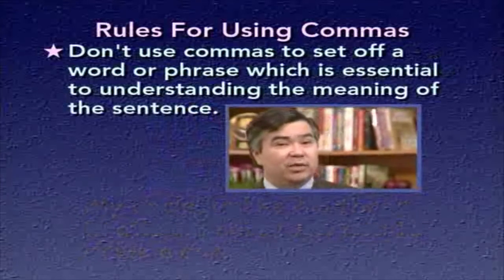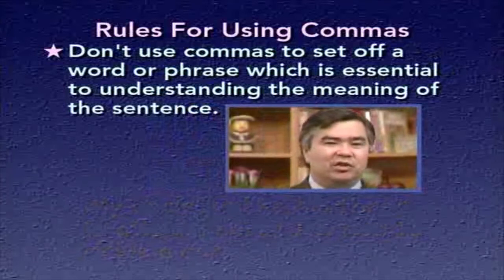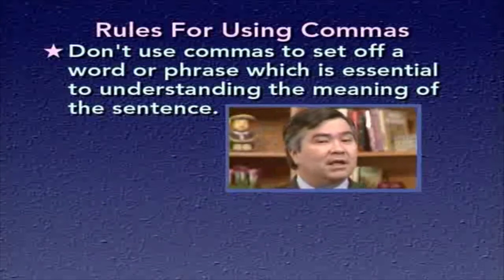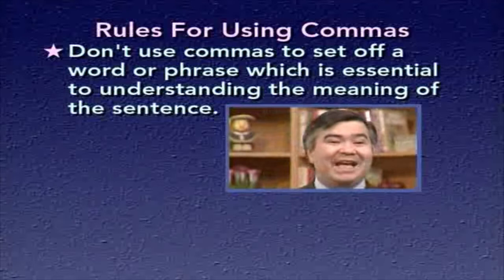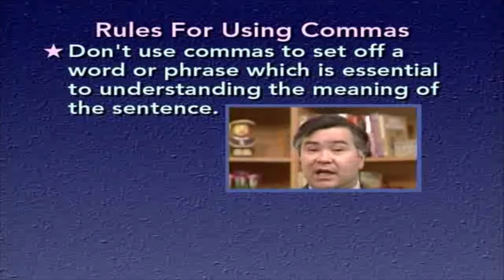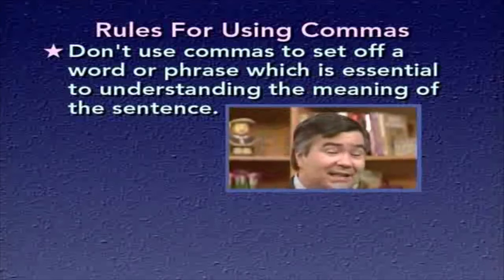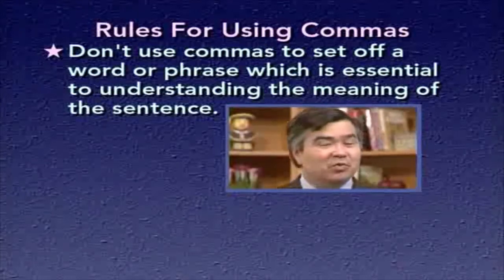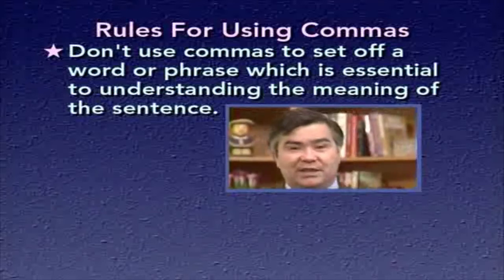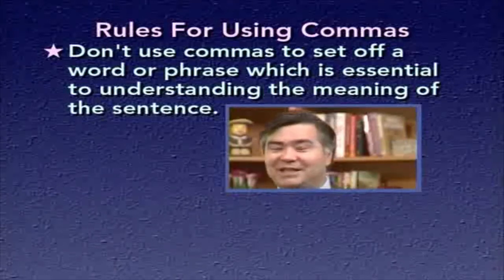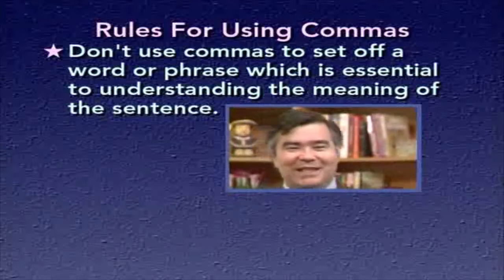Now here's a subtle variation which is important to note. Don't use commas to set off a word or phrase which is essential to understanding the meaning of the sentence. Sometimes a sentence contains a word, a phrase, a group of words which may at first glance appear to be an interrupter. But if you look closely, you realize that the word or phrase is actually essential to understanding what the sentence is saying. When that's the case, don't set it off with commas, because those words are not simply interrupting the flow of the sentence. They're an integral, important part of the flow of the sentence. So understanding the meaning of what's being said and recognizing what's essential and not essential for the meaning is actually very necessary to punctuate the sentence correctly.